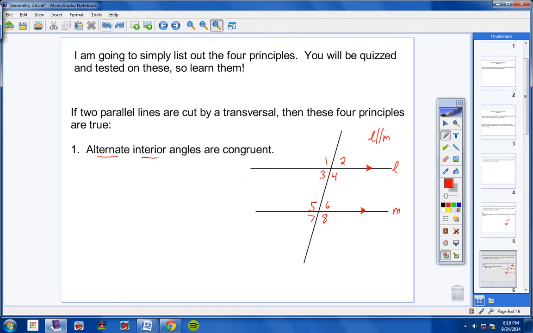Always. So here's my 2 parallel lines. They're cut by a transversal. These angles will be congruent. Please copy this down. Angle 3 would be congruent to angle 6, and angle 5 would be congruent to angle 4, because 3 and 6 are alternate interior angles and 4 and 5 are alternate interior angles. So please make note of that in your notes. When 2 parallel lines are cut by a transversal, alternate interior angles will be congruent.